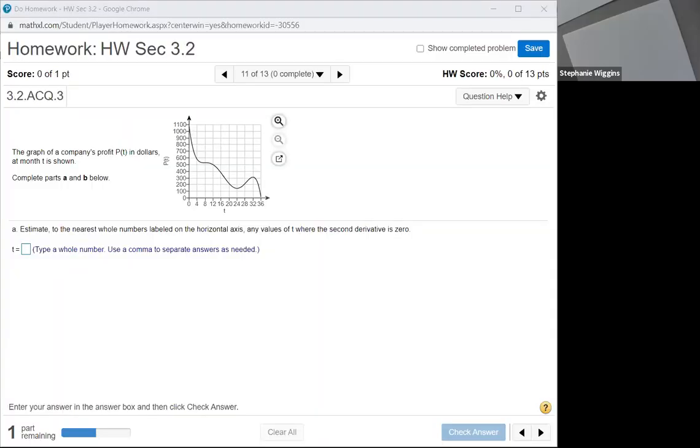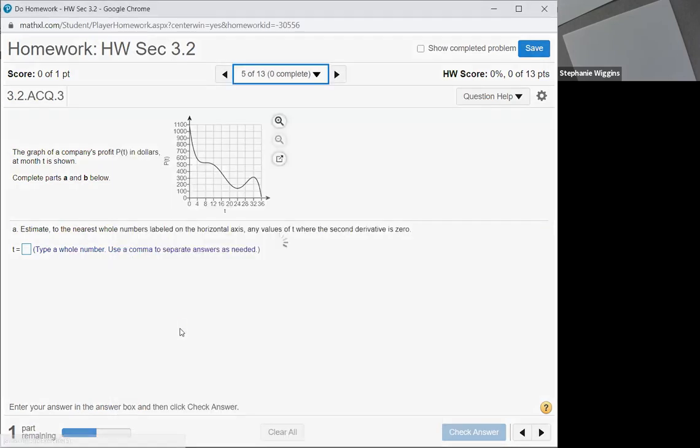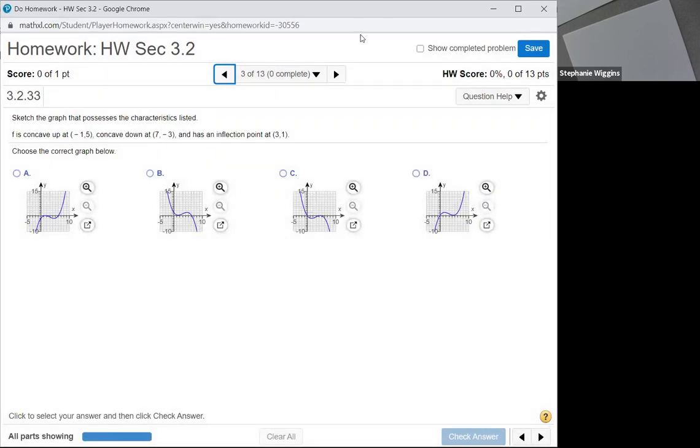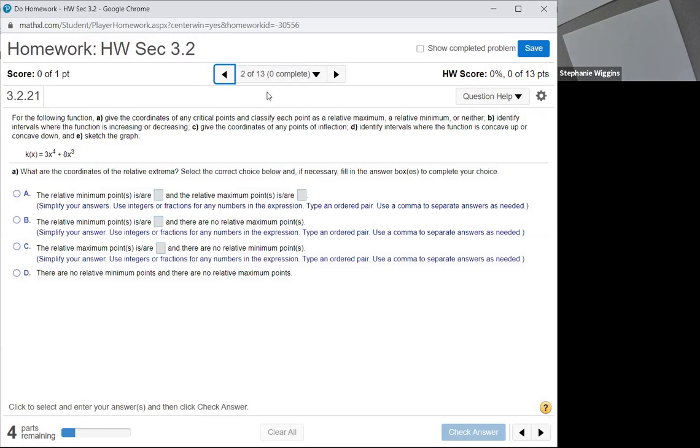I'm going to share my screen and go into the homework assignment. This is section 3.2 that we're covering today. So we'll just pick one of the problems. Oh, I'm sorry, got to turn that on. There we go. Here we have a function h of x equals 2x cubed minus 6x.